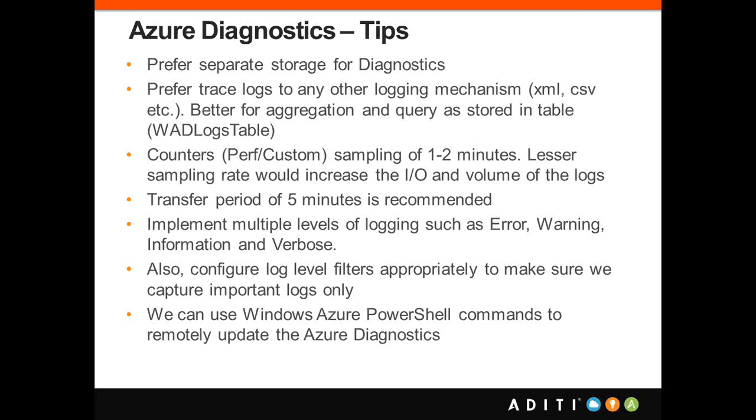For counters like performance counters and custom counters, we suggest the sampling should be around 1 or 2 minutes, not less than that. If you sample every 2, 5 or 10 seconds, it is not going to make a lot of difference in your health analysis, but at the same time it is going to cost a lot of transactions and a large volume of data.